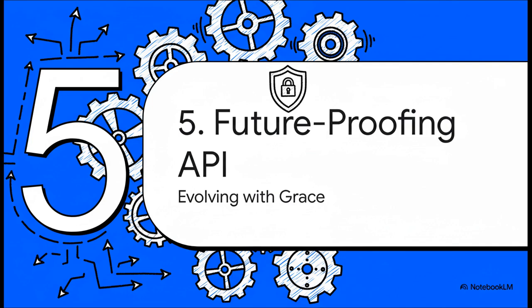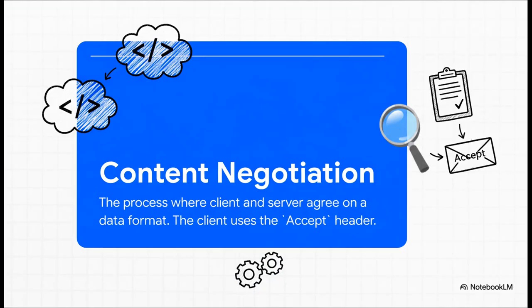And for our final section, number 5, let's talk about the long game. How do you build an API that doesn't become a mess in 6 months? This is all about future-proofing. Content negotiation sounds super complicated, but it's really not. All it means is that your API is flexible about the format of the data it sends back.